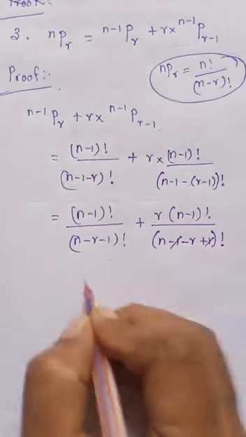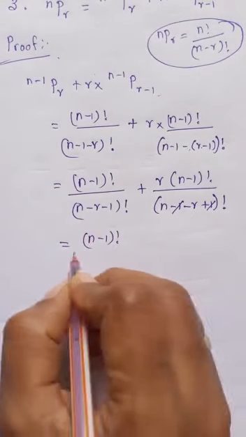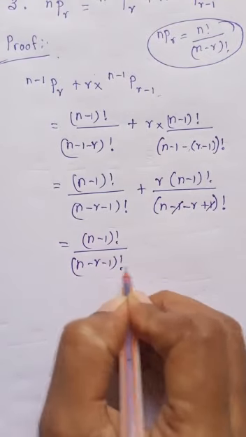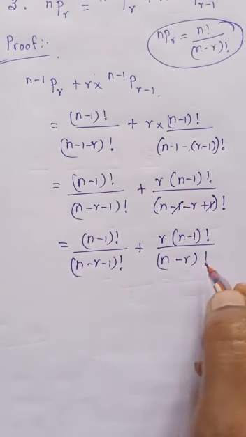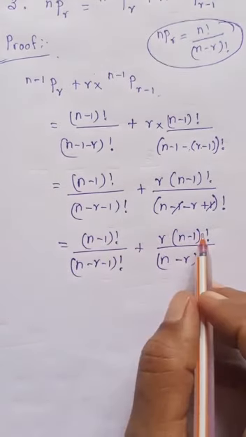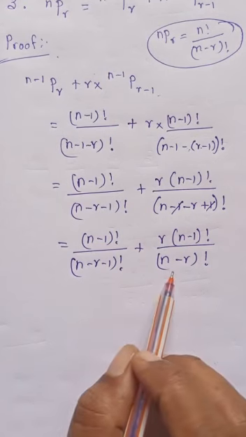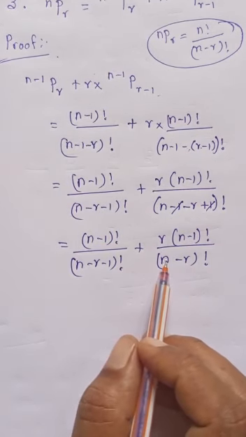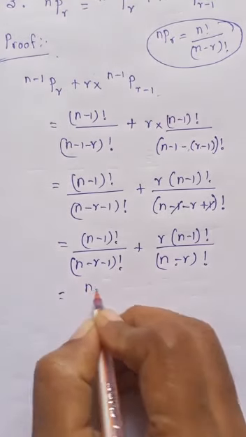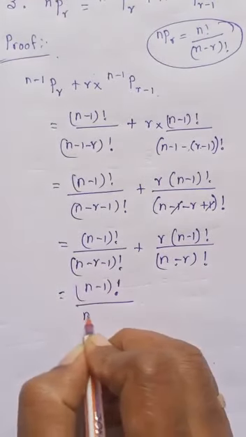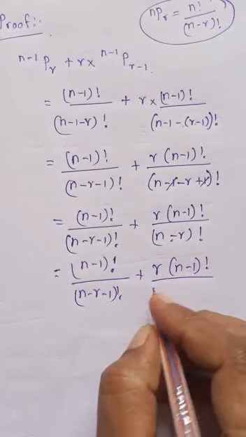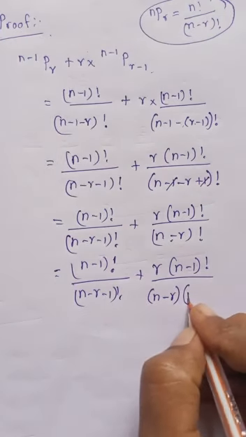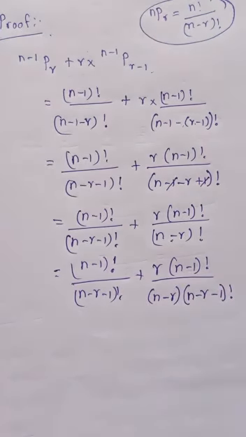So here minus 1 and plus 1 get cancelled. So (n minus 1) factorial by (n minus r minus 1) factorial plus r into (n minus 1) factorial by (n minus r) factorial. See, the numerator (n minus 1) factorial is the same in both, but among the denominators, which is greater? n minus r is greater, isn't it? So we can reduce that. How to write it? (n minus r) into (n minus r minus 1) factorial, since from n minus r we have to subtract 1.